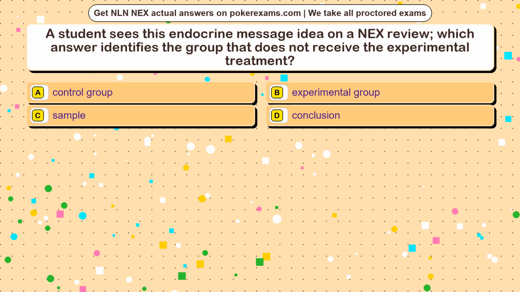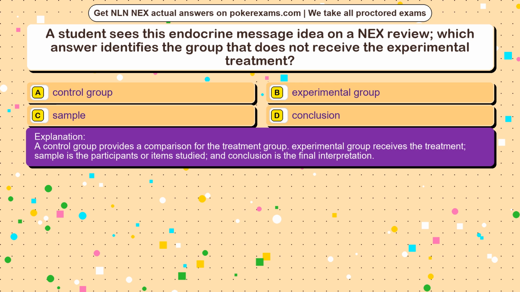The correct answer is option A. A control group provides a comparison for the treatment group. Experimental group receives the treatment, sample is the participants or items studied, and conclusion is the final interpretation.